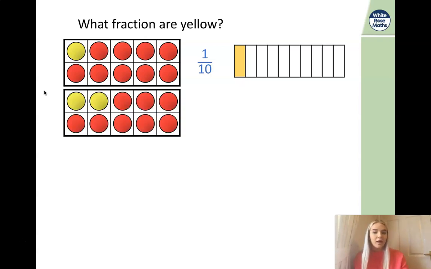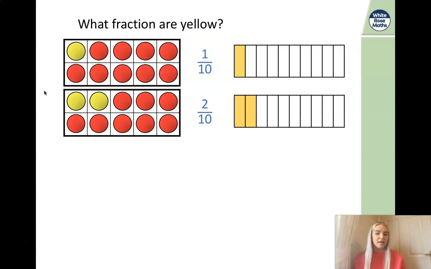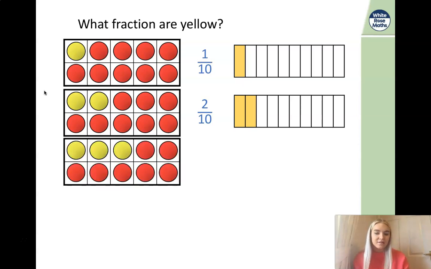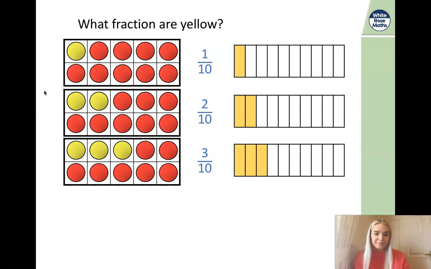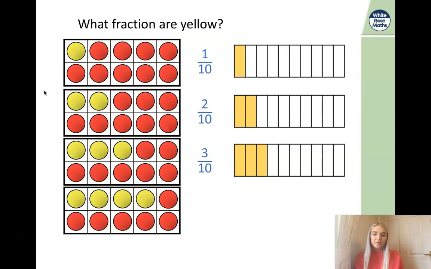showing me my fraction 1/10. Now here, this time, I have 2 counters that are yellow. So this time my fraction would be 2 out of 10. And I could show it in my bar model here. If I increase this, what is my fraction of yellow counters now? That's right, 3 out of 10 counters are yellow. 3/10 are yellow. Now, how many boxes would be shaded in on my bar model this time? 3, fantastic.